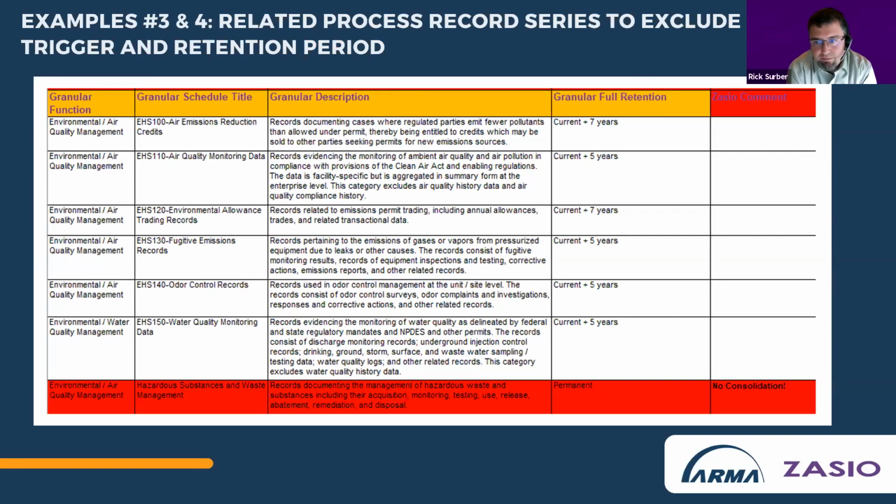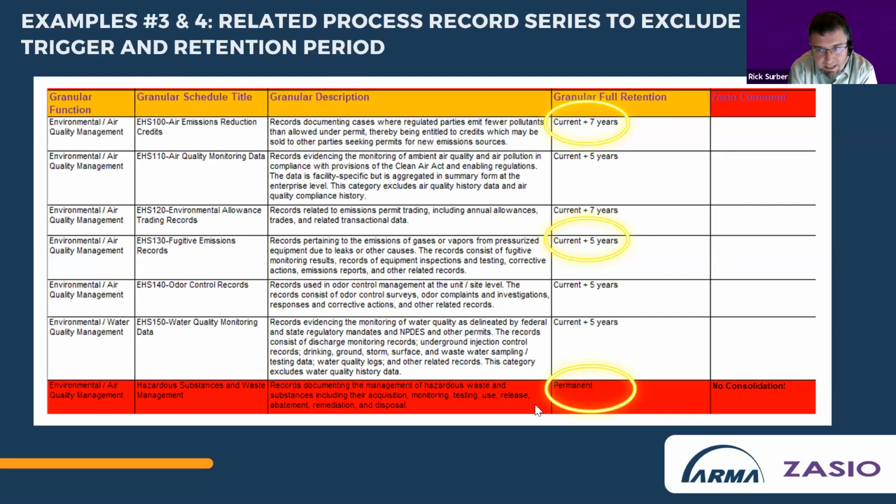Yeah, so here we've got different types of pollution monitoring, and they're all within the same function. Oftentimes they'll be within the same department if you're in a departmental schedule. So it's what we're terming horizontal sprawl again, similar to the last one Jen just described. However, the difference here is that we have an outlier. While the air and water related monitoring categories have a similar retention period ranging from 5 to 7 years, the series highlighted in red has a permanent retention period.